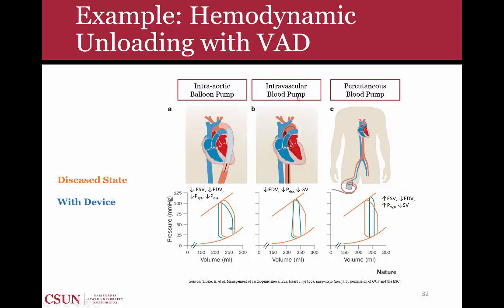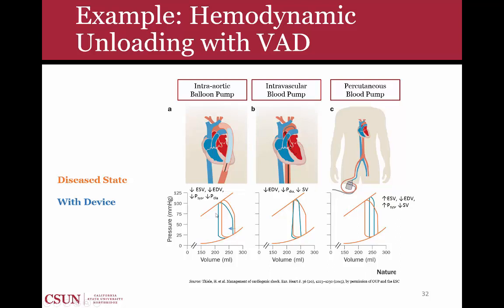You also have intravascular blood pumps. These are little turbine pumps that suck blood from the ventricle and push it to the aorta, and this is going on during the entire cycle. You also have percutaneous blood pumps, which are pumps that you can access through the veins and arteries, and then take that volume and put it through the pump. Let me show you how some of these devices affect the PV loop.